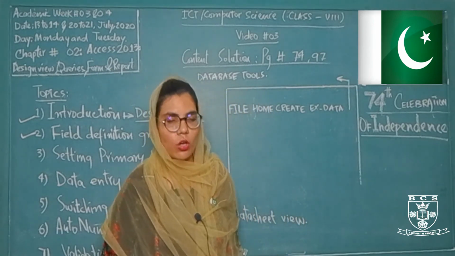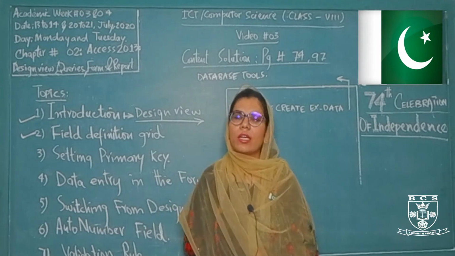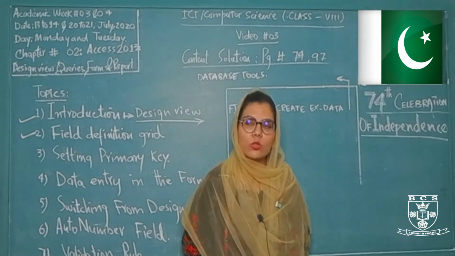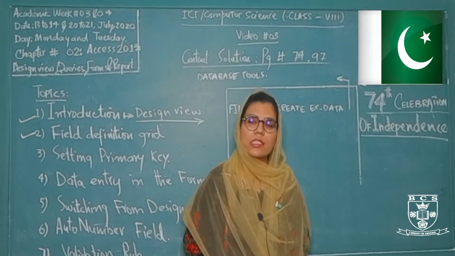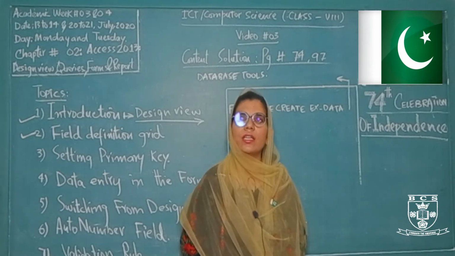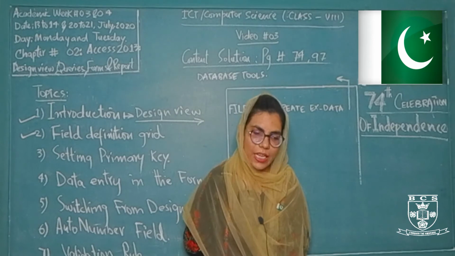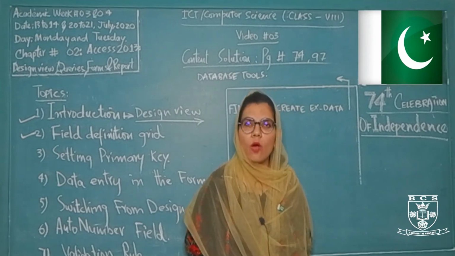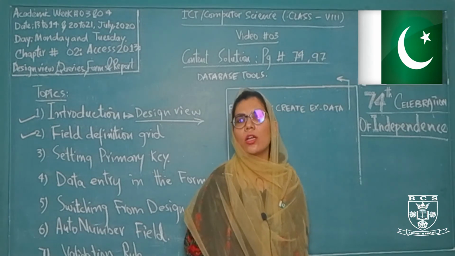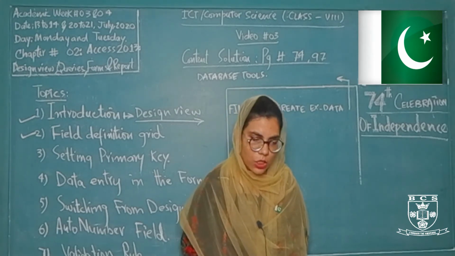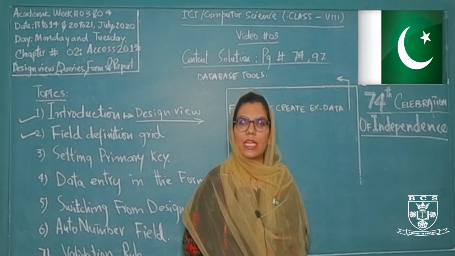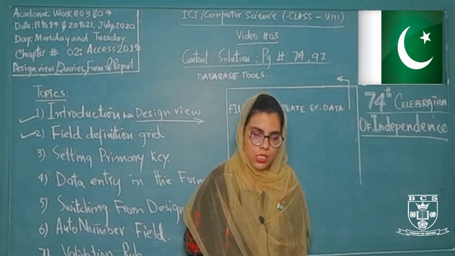If I want to change this field from short text to auto number, long text, number, date or time, or any other different data category, I can easily change this data type. Now the third part of field definition grid is your description part. This part is totally optional. If I want to add any description about any of the fields, I will use this option.